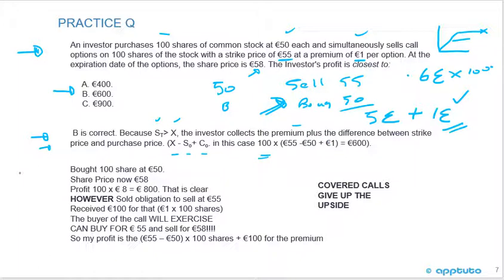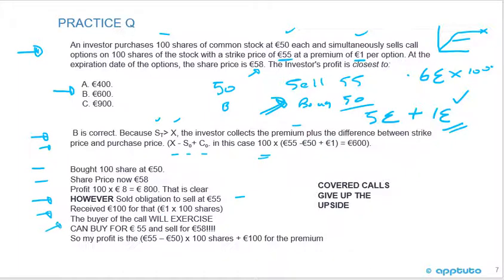Okay. So just down here, here's some of my notes. Bought 100 shares at 50 euros. Share price now 58. You can see the profit of 100 times 8. That would be clear if you held on to the shares, but no, you sold the obligation to sell at 55, okay? And you received 100 euros for that, the €1 times the 100 shares.